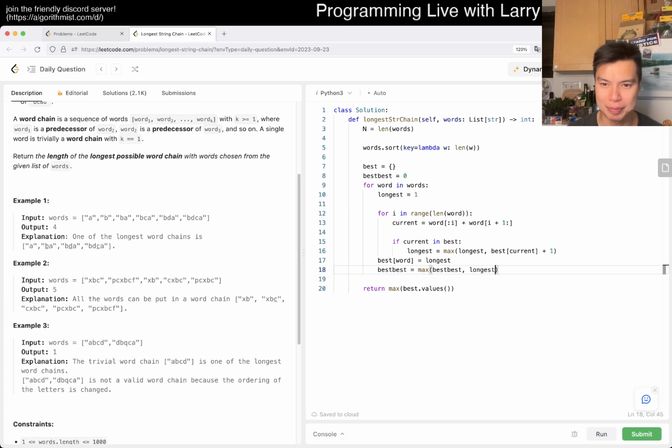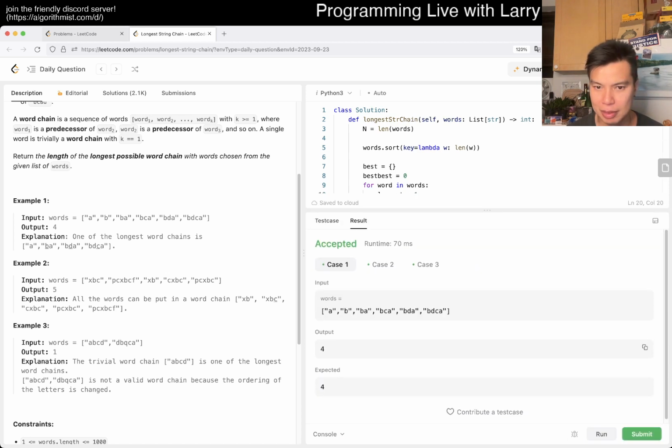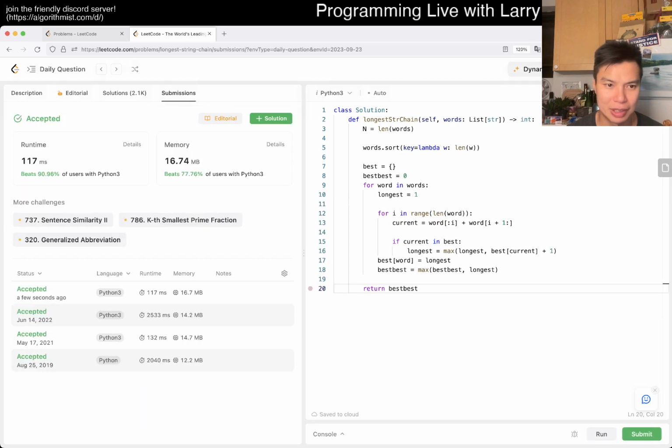All right, that should be good. Let's give it a spin. Let's give it another spin. Hopefully I didn't miss an edge case. And yeah, why was it so slow last time? I guess we'll take a look.